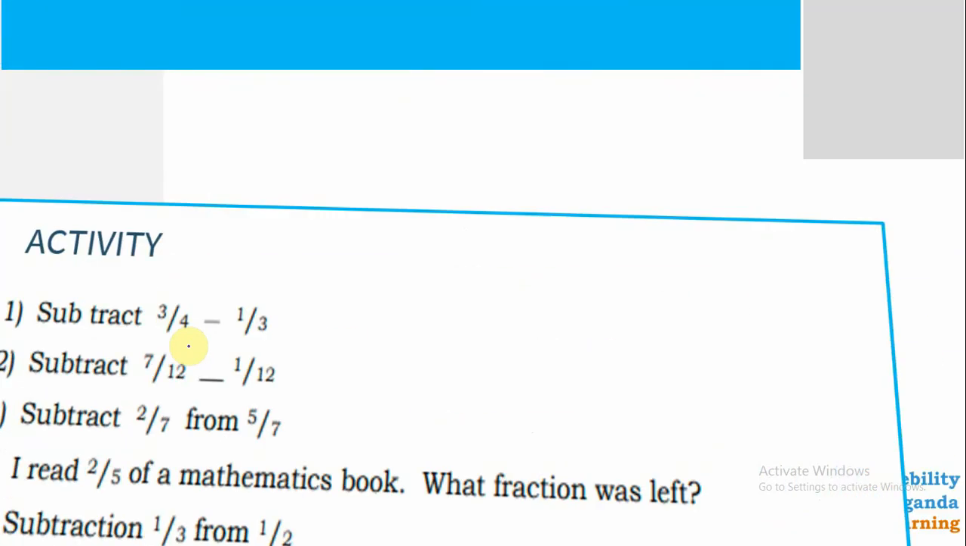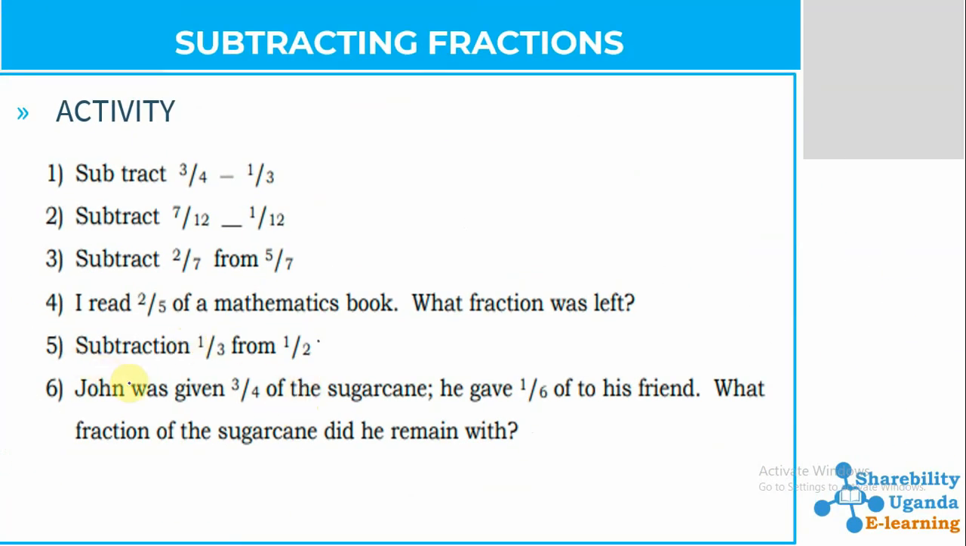Our last question is a bit complicated. This question was given in the form of a word statement. Okay, so they were telling us John was given 3 out of 4 of a sugar cane. Then they are saying this guy was very generous and also gave 1 out of 6.